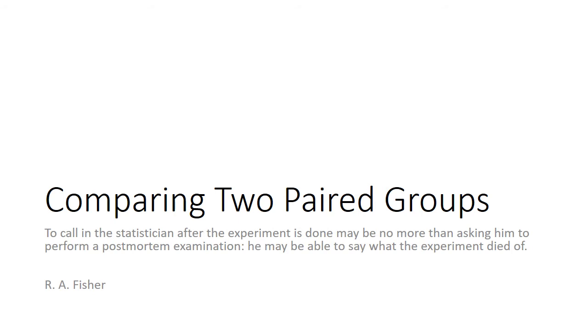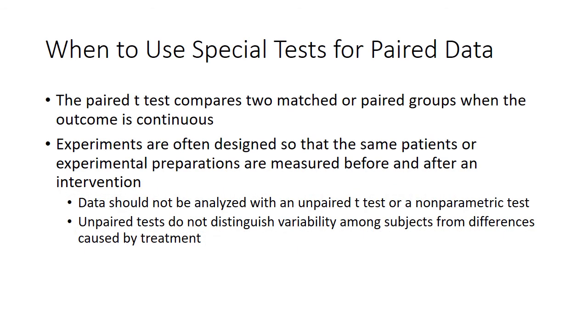So if we wanted to compare two paired groups, on the other hand, and I'll show you some examples of what that means, we're going to use what we call a paired t-test. The paired t-test is going to help us compare two matched or paired groups when the outcome is continuous. Again, as we're using continuous variables here.